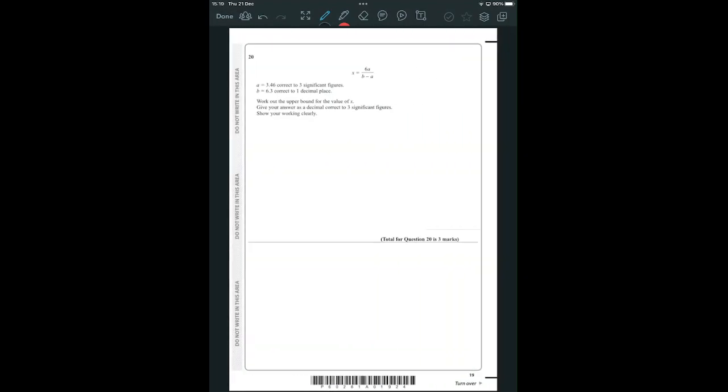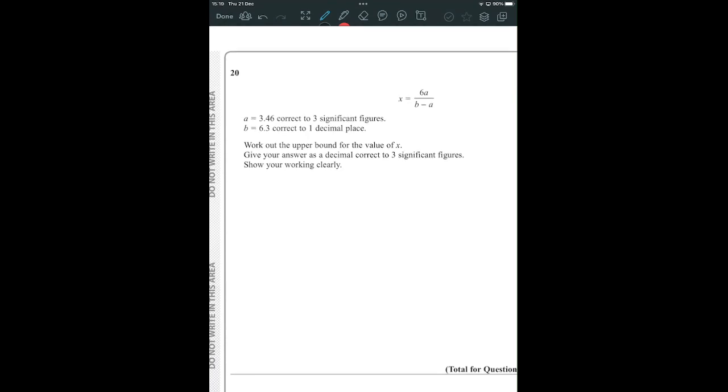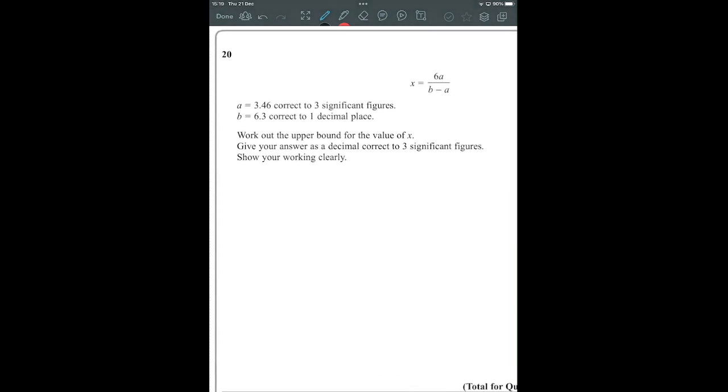Question 20, bounds. As soon as I see bounds, my instinct is to work out the upper and lower for the two things. To 3 sig fig, my upper and lower are as follows. To 1 decimal place for B, 6.25 and 6.35. Now we actually wanted the upper bound for the value of x. So we need to pick whether we're using the upper or lower bounds for each section.